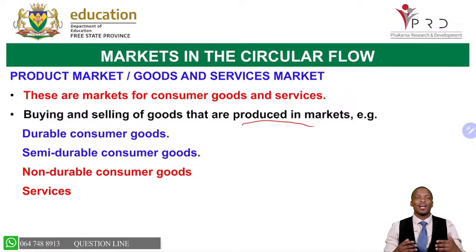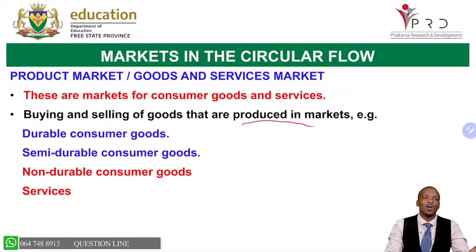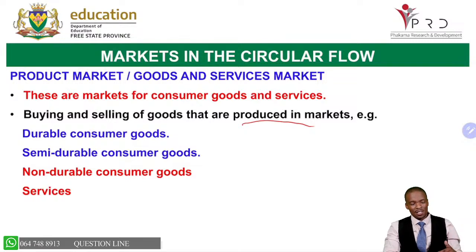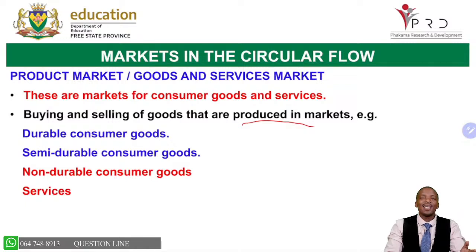But if you look at a car, the car is usually durable. It's long term. You can use it again and again. And then semi-durable goods are things that we use, but not for a longer period of time. Where do we spend our money in terms of services? Services such as education, transport, healthcare. Those are part of the services where we spend our money as the consumers. Where will we get that? In the product market, or in the market for goods and services.